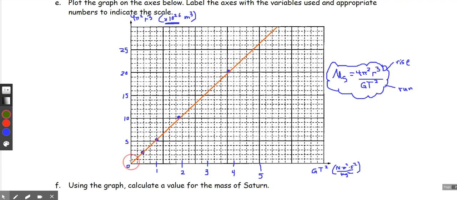So I know it's going to go through 0, so I'm going to go all the way up here, and all the way over here. This is my rise, and this is my run. I'm basically going to use this point right here. It's pretty close, and I'm going to use those values to calculate this. So I'll throw those numbers here in just a second.